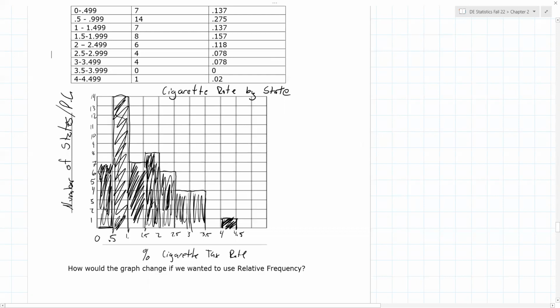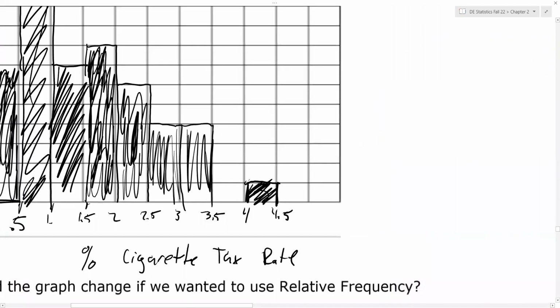Now, the other thing I said is you need to make sure that your rectangles are touching. In this case, they're not all touching. And when I said that, I said it tells us a piece of information. The fact that we don't have a rectangle between 3.5 and 4 tells me that no states have a tax rate that falls into that class. That is a piece of information.